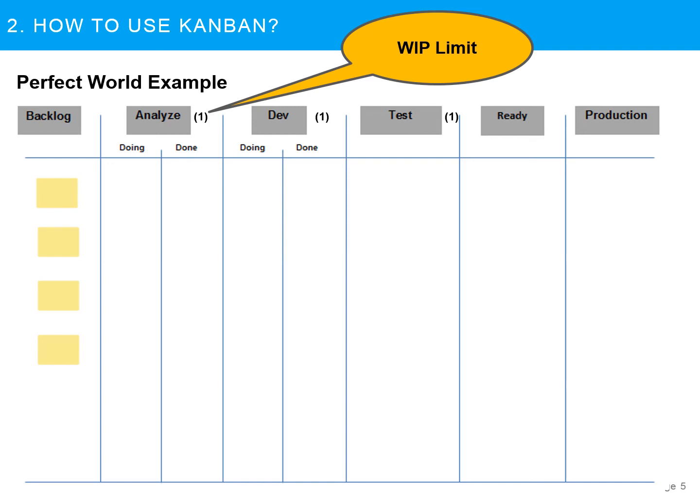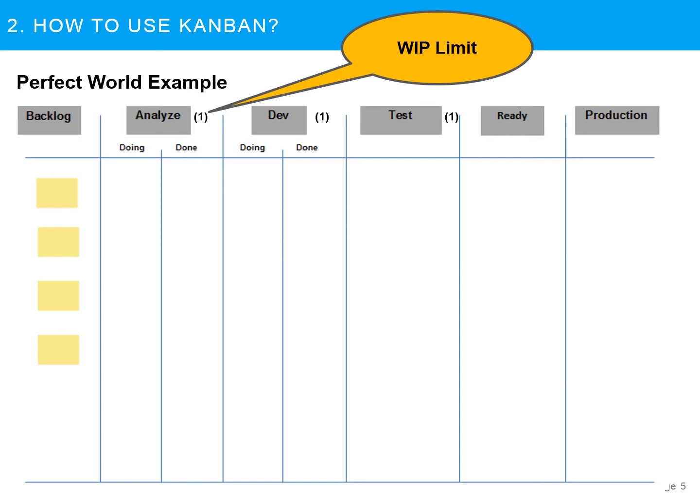So what this means is, in any column which includes doing and done, we say at any time analysis or analyze cannot have more than one work item or one user story. So if we have one analyzer, which is the assumption in this example, we know that the analyst or the BA is working on only one item at any given time.